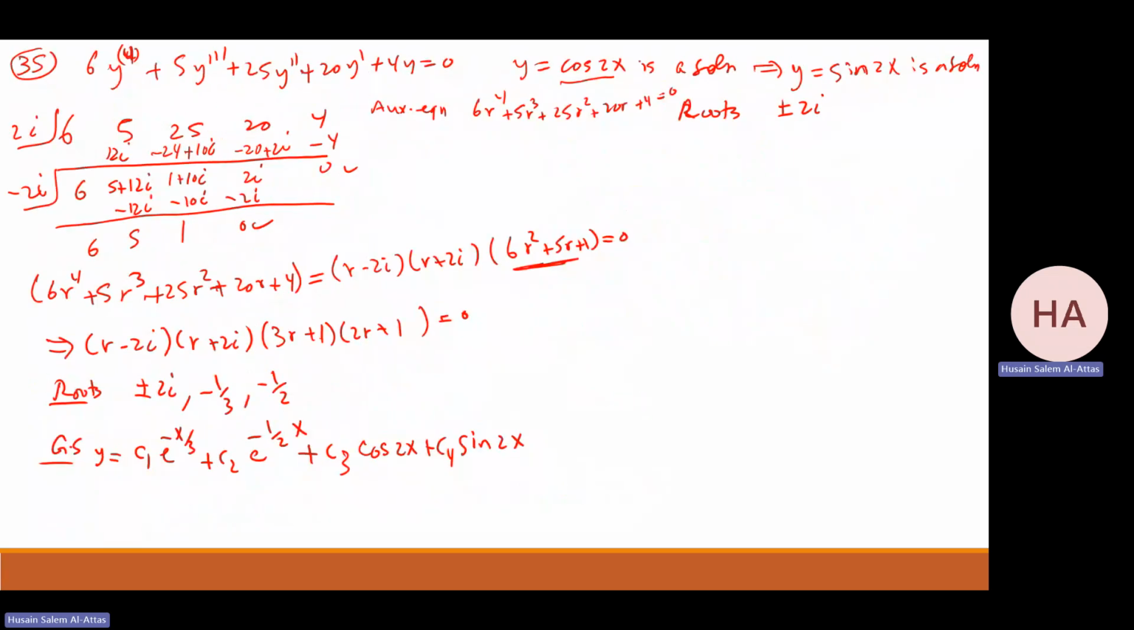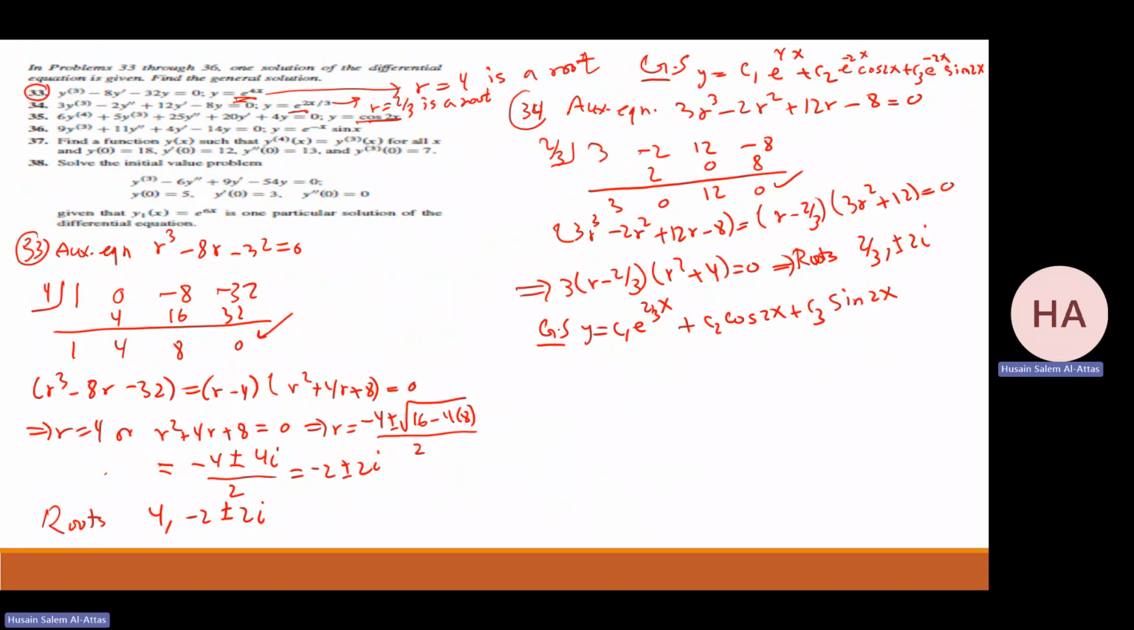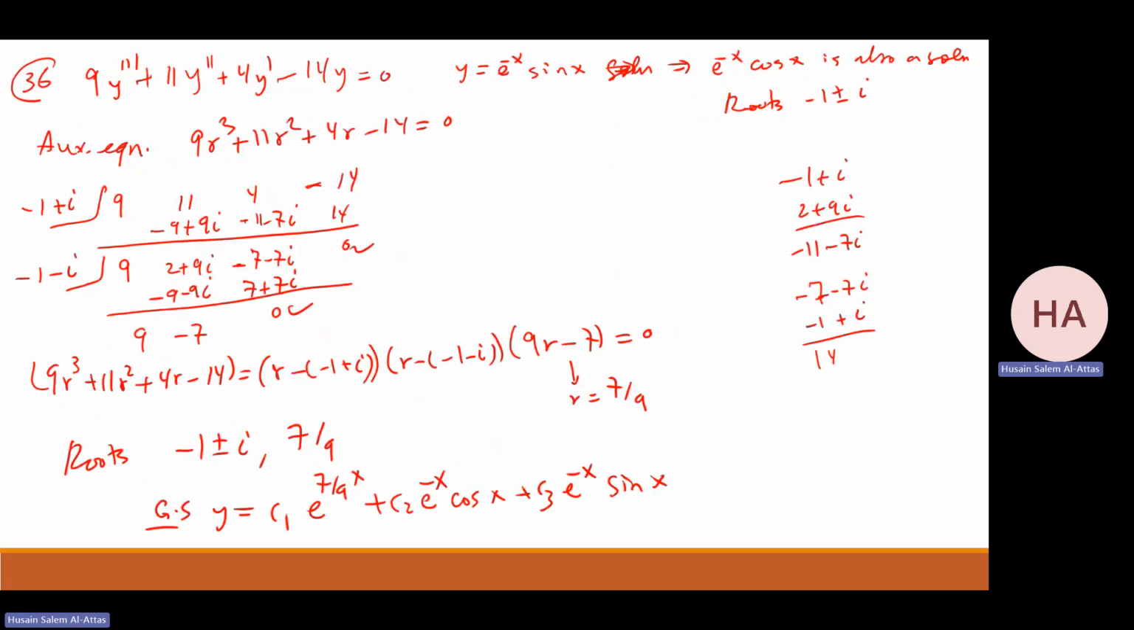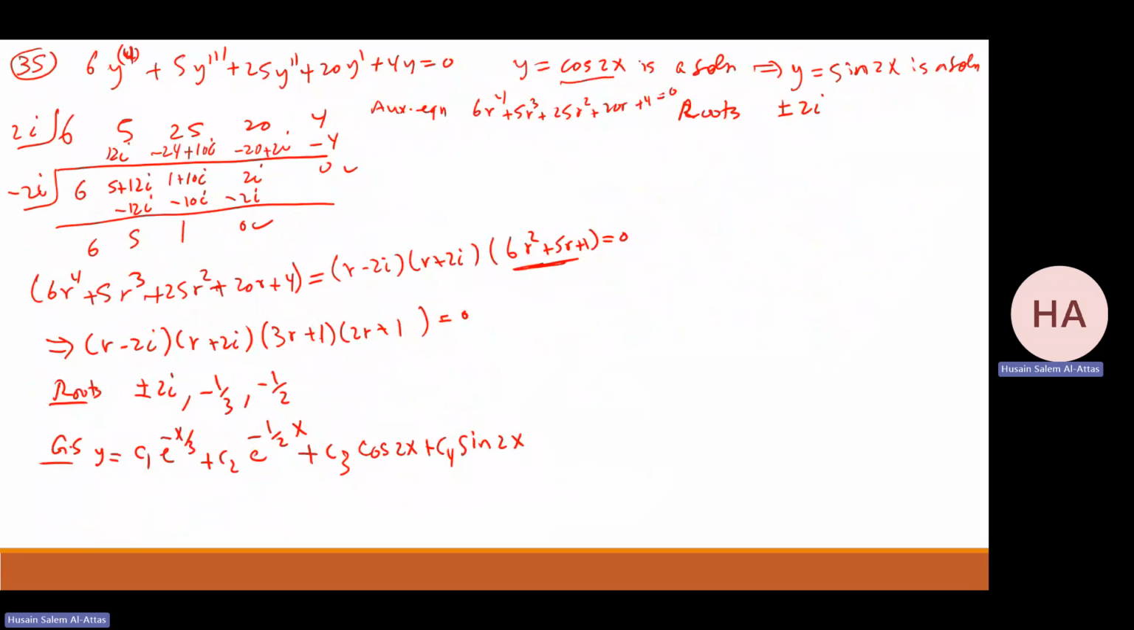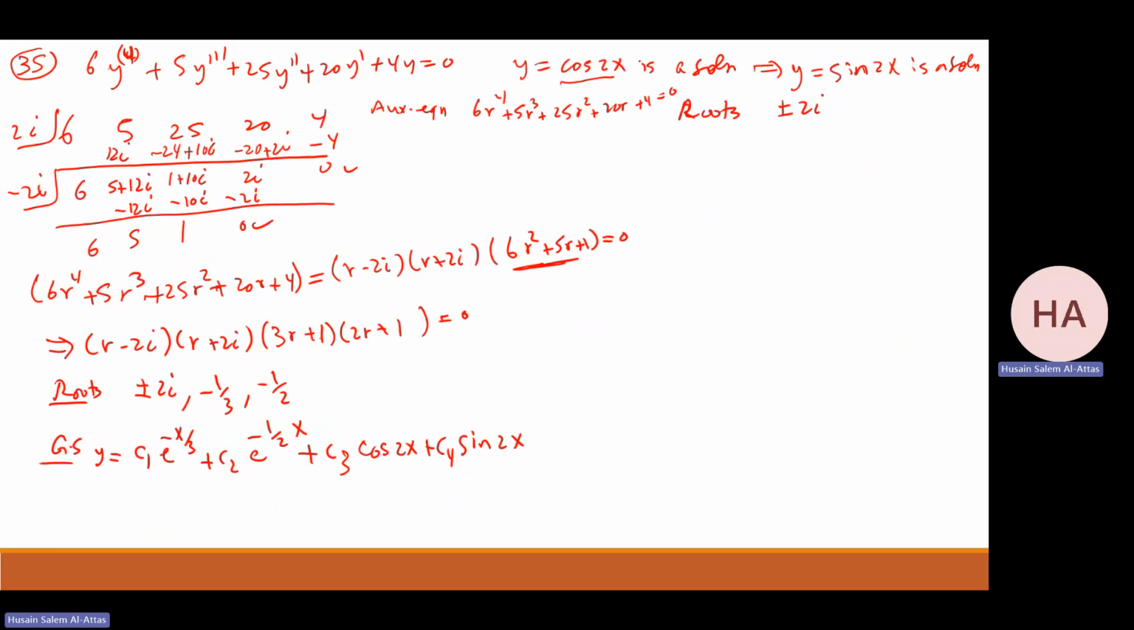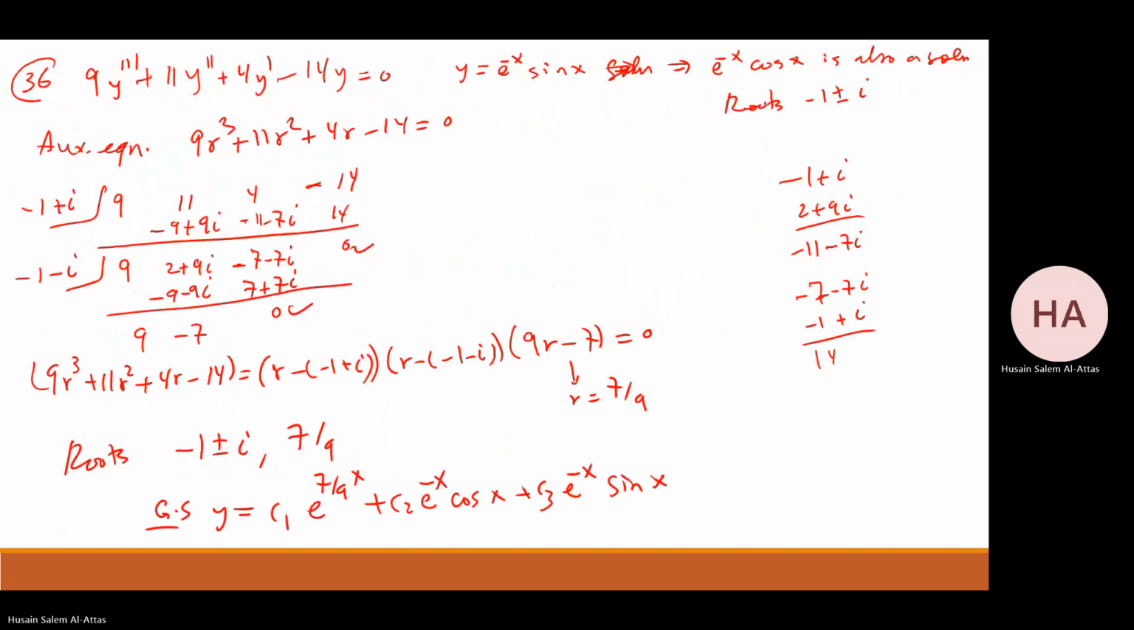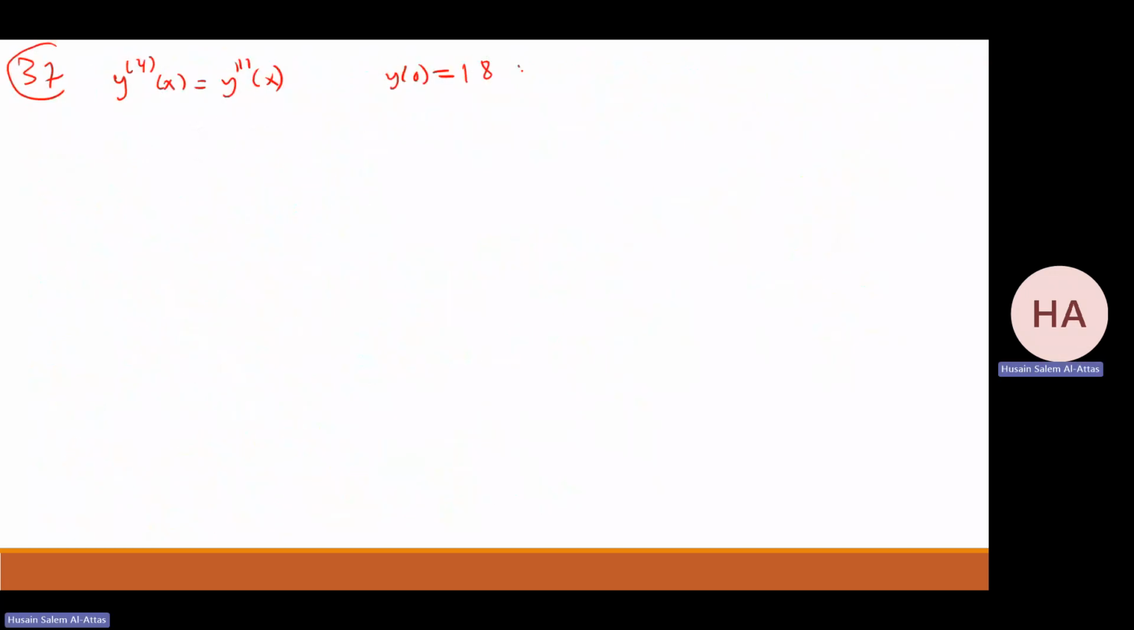Okay, 37. Find the function y of x such that the fourth derivative of x equals the third derivative for all x, and they have initial conditions. So let's call it 37. I think I put more page, okay. So the fourth root equals the third root. And I have y at 0 equals 18, 12. y prime at 0 equals 12.